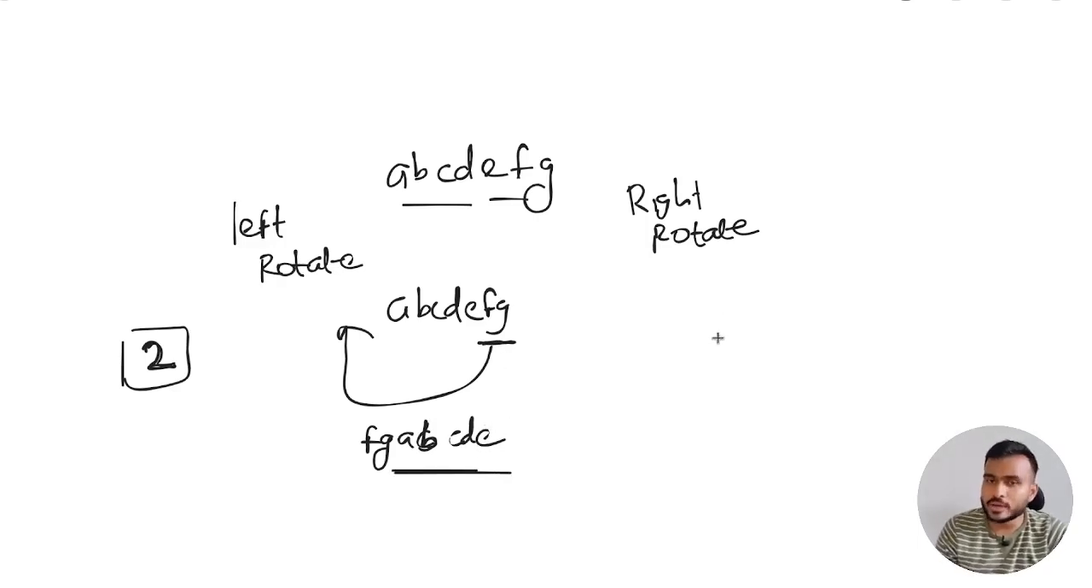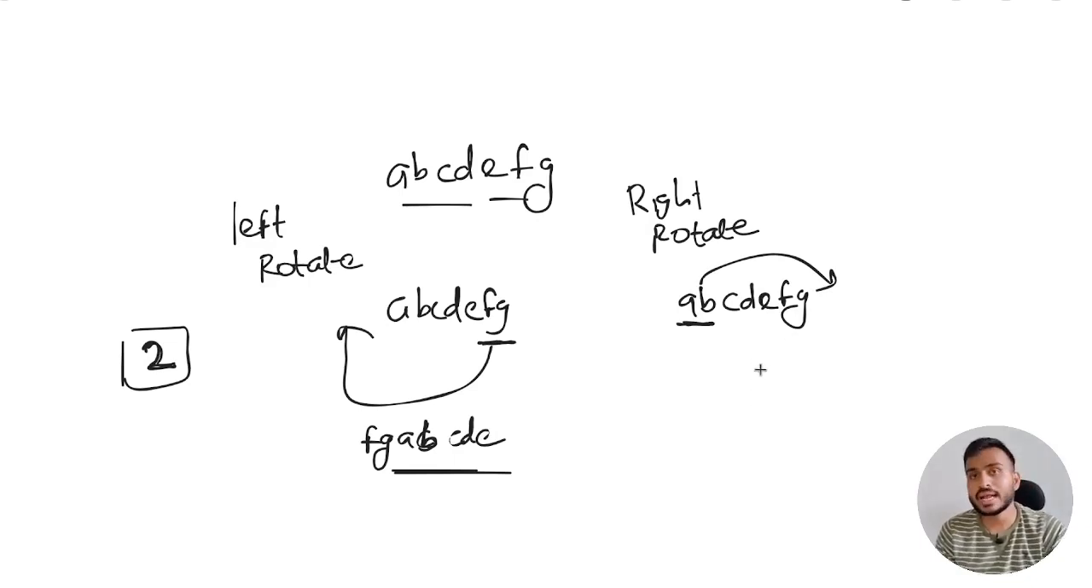Let's do the right rotation. In the right rotation, this is my string A, B, C, D, E, F, G. As the number is 2, we need to pick the first 2 characters and then move them to the end. So this is the right rotation. The resultant string will become C, D, E, F, G, A, B. I hope you are clear with this.